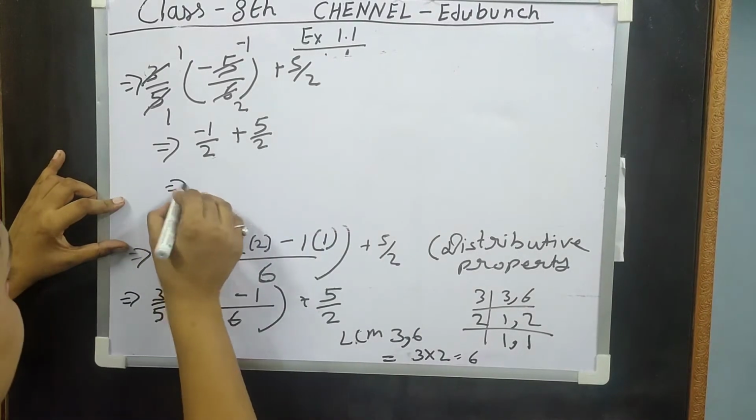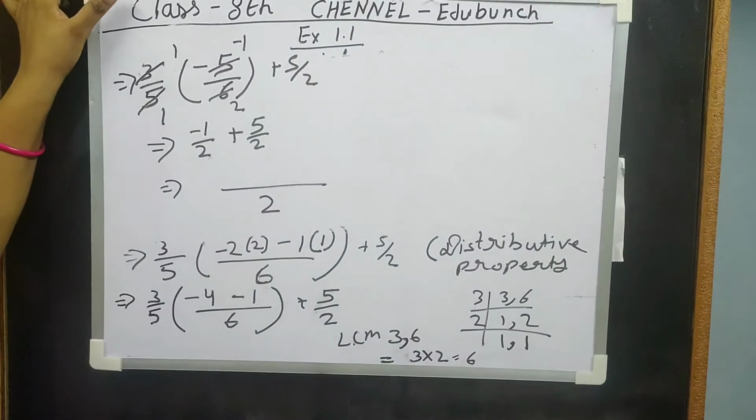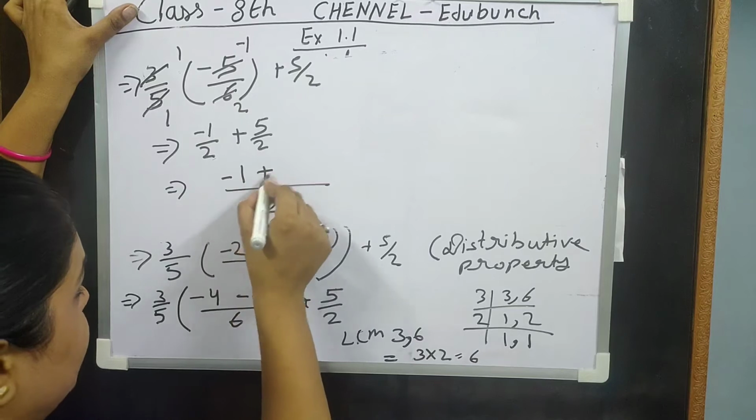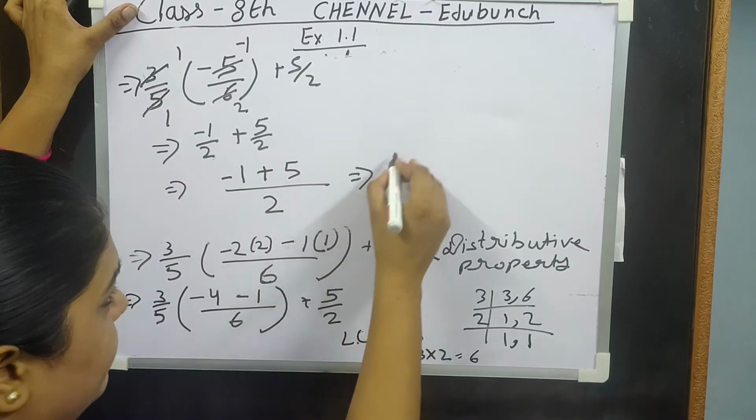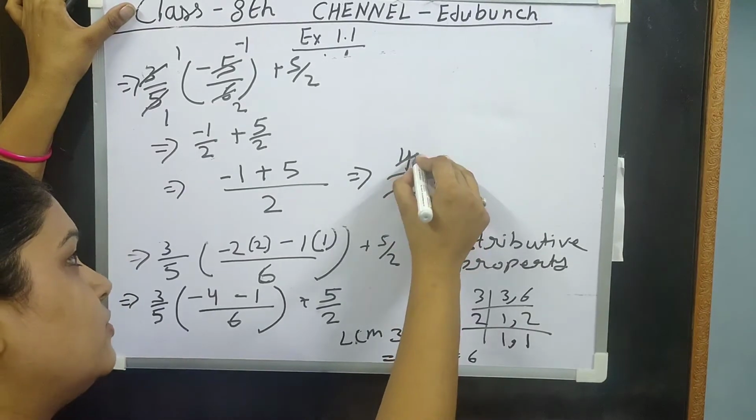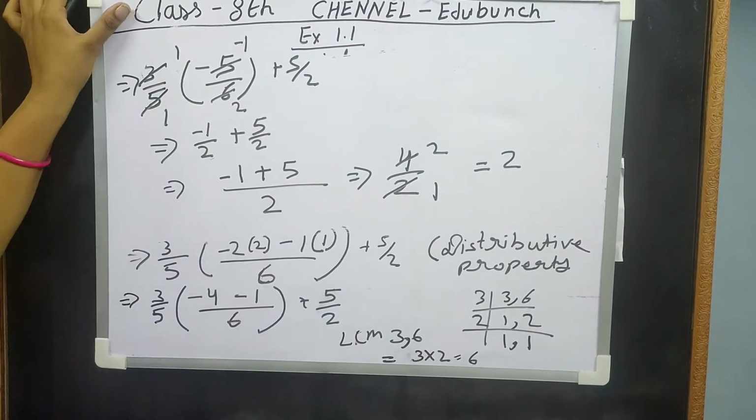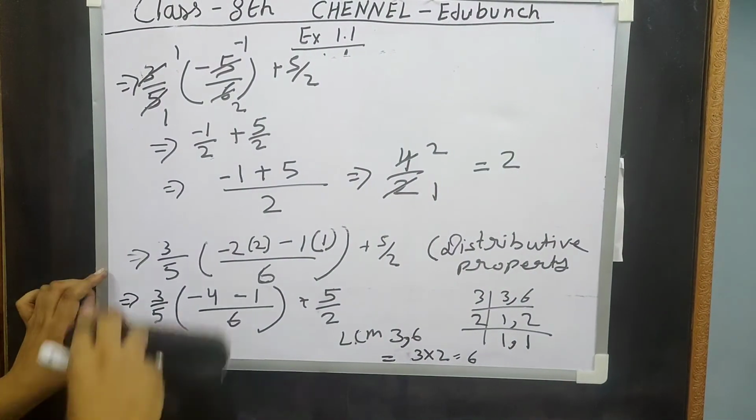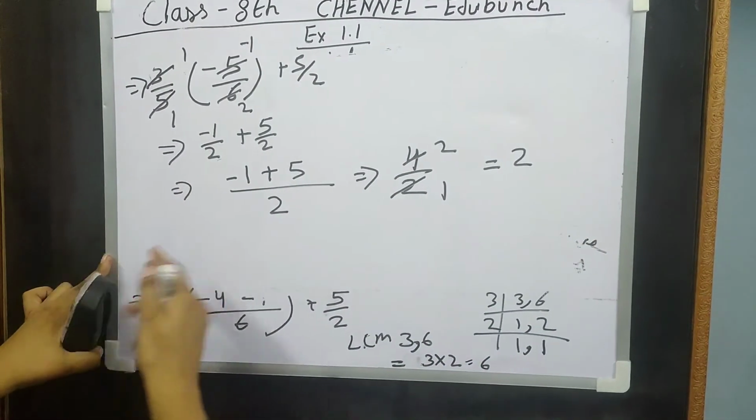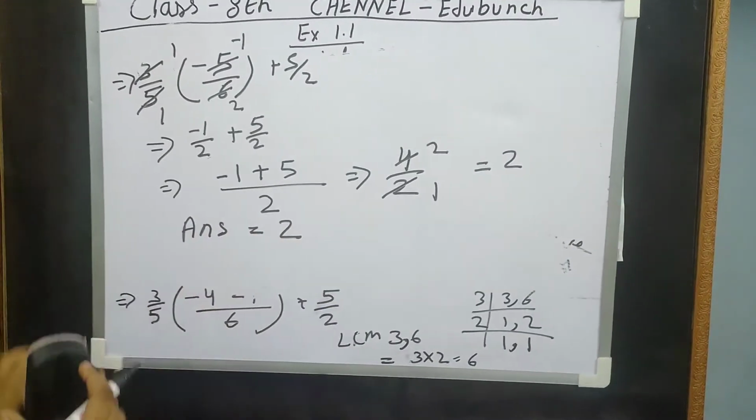Now here the denominators are the same, so we are not taking an LCM because the LCM is the same. So we are taking 2: minus 1 plus 5. So when we solve it, it becomes 4 upon 2. 2 ones are 2, 2 twos are 4. So our answer is 2. After solving this sum, we get the answer 2. So we will write the answer, A N S, here: 2.